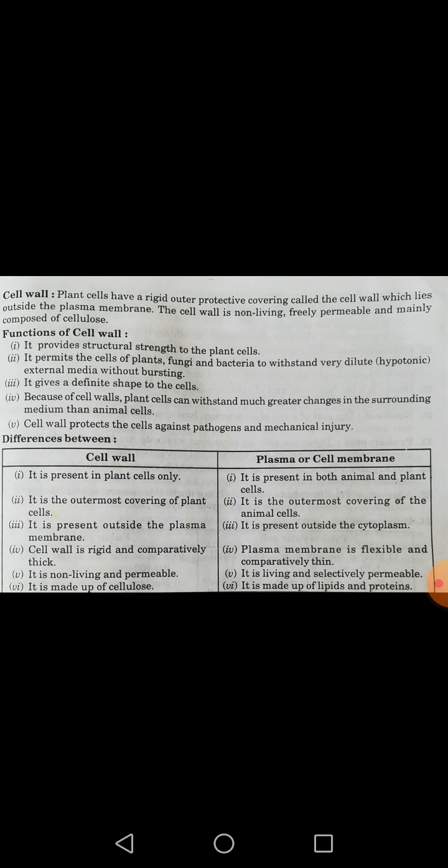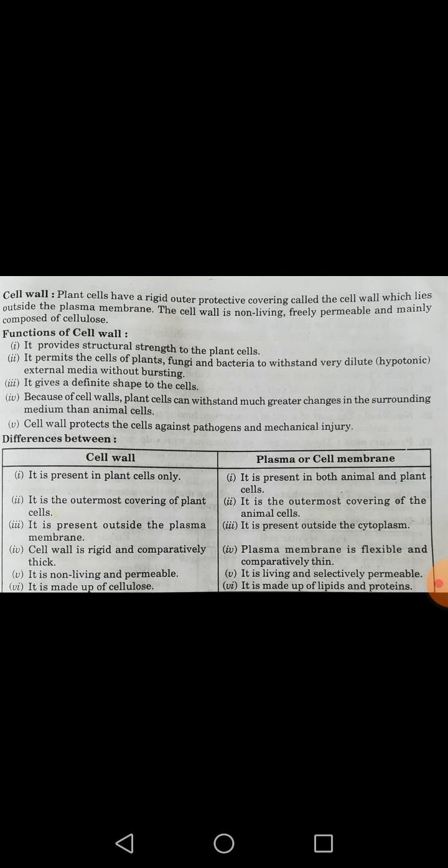Now finally third, since it is very rigid, it is very hard, it gives a definite shape to the cell. Now the fourth function, because of the cell wall, plants can withstand much greater changes in the surrounding medium than the animals. Now you can see that the plants are lying outside, and they can tolerate much more stressful conditions as compared to the animal cells. This is only due to the cell wall, because cell wall helps plants to tolerate the extreme harsh or stressful conditions.